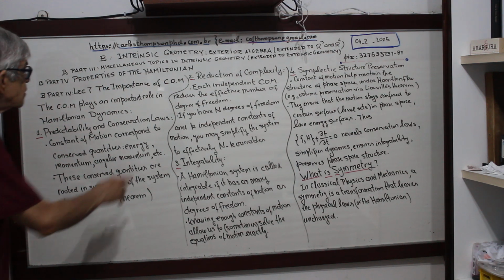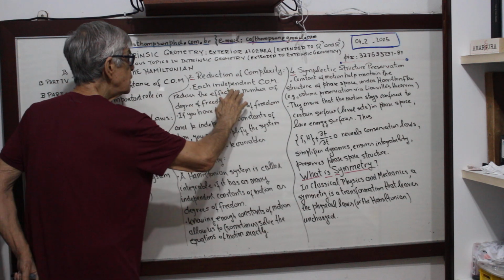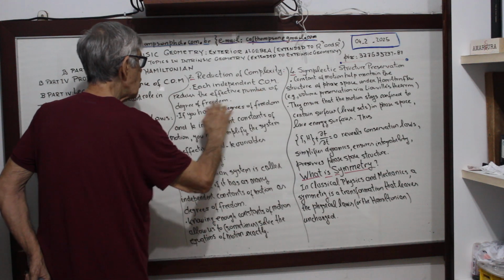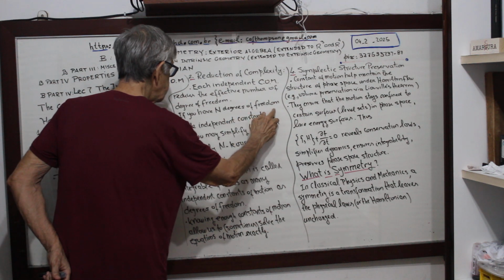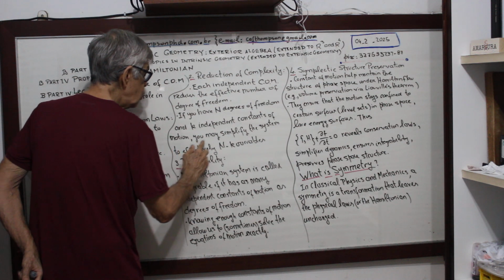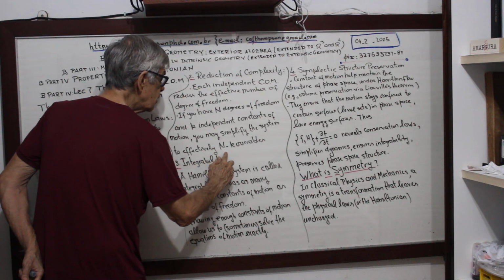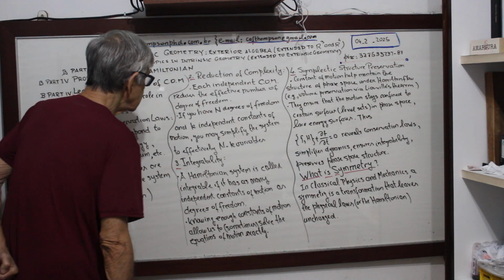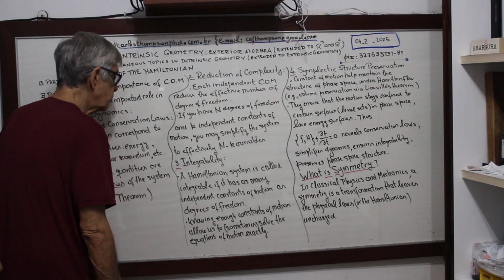Now, this is number 1, this is number 2, reduction of complexity. Each independent constant of motion reduces the effective number of degrees of freedom. Now, if you have n degrees of freedom and k independent constants of motion, you may simplify the system to effectively n minus k variables. You see, that's an important application of the constant of motion.